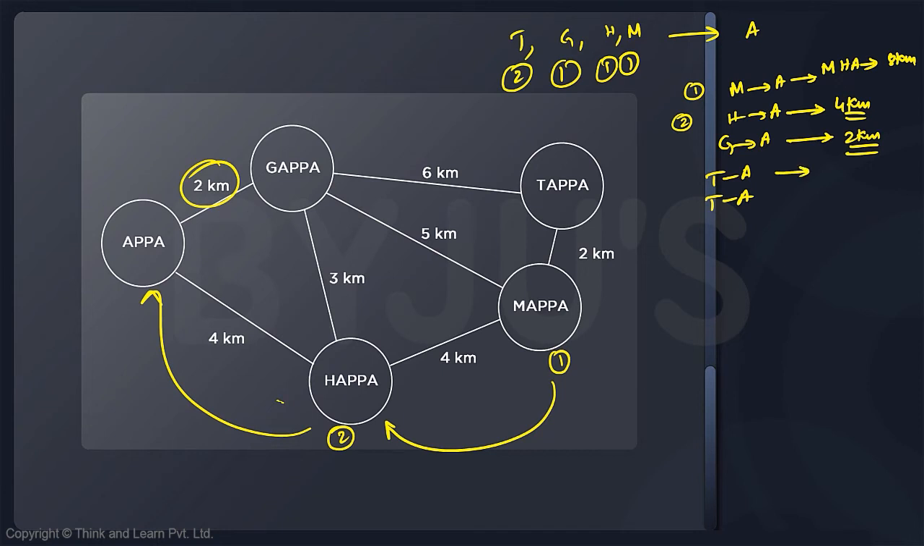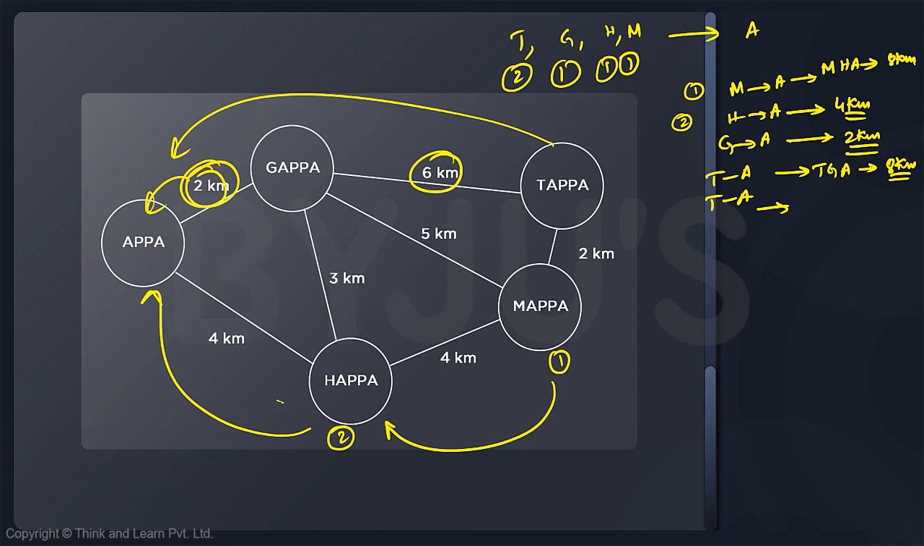Now T to A, where should this T to A person go from? T to A person can go straight away. How? It will be TGA. Now if you notice, T to G, nobody was traveling, so he doesn't have to wait. And it is 6 kilometers. By the time he reaches G, this 2 kilometers guy already reached home. There's no problem. So that is also done. So TGA, that's totally 8 kilometers total travel.